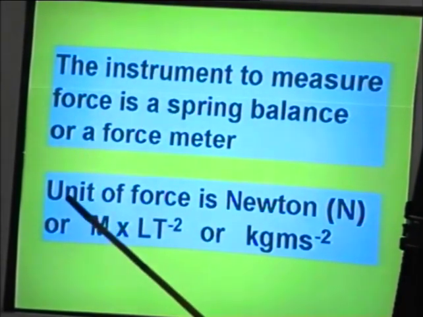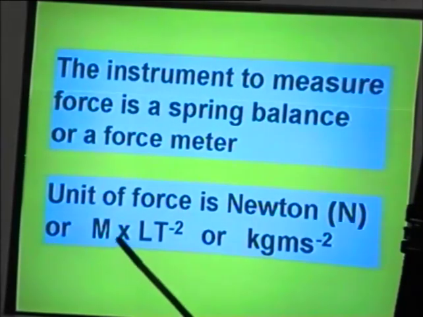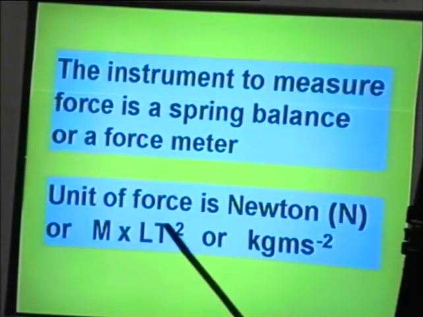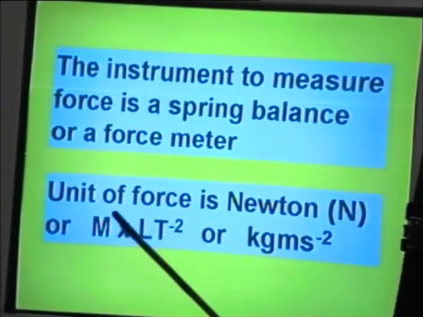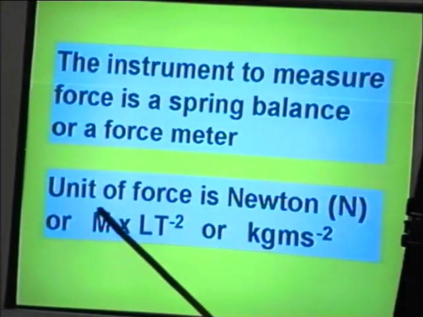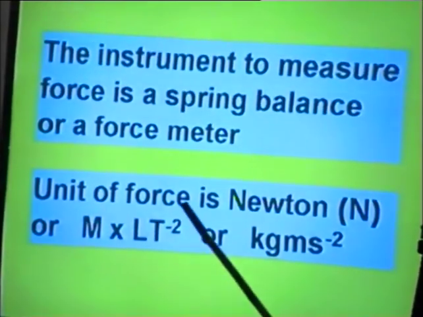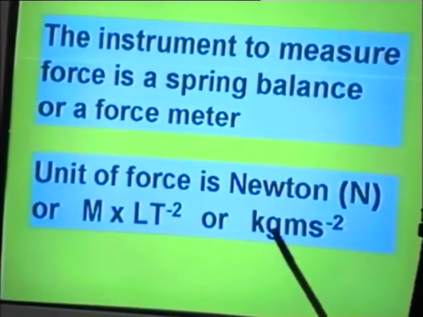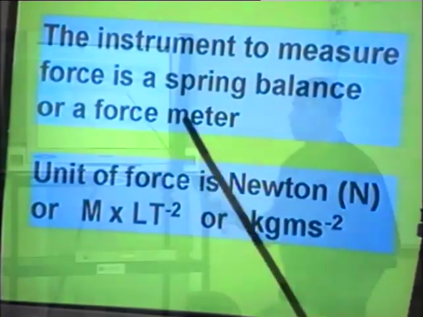And you'll find that the unit of force is the Newton, or in dimensional units, you have mass times length over time squared. That is the mass times acceleration, where length over time squared is for acceleration. Or it can be in SI units as kilogram meters per second squared. All right, quickly have this one.